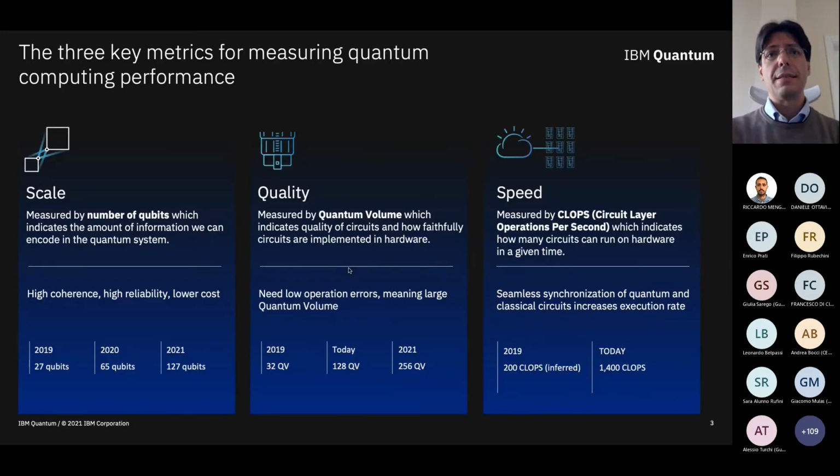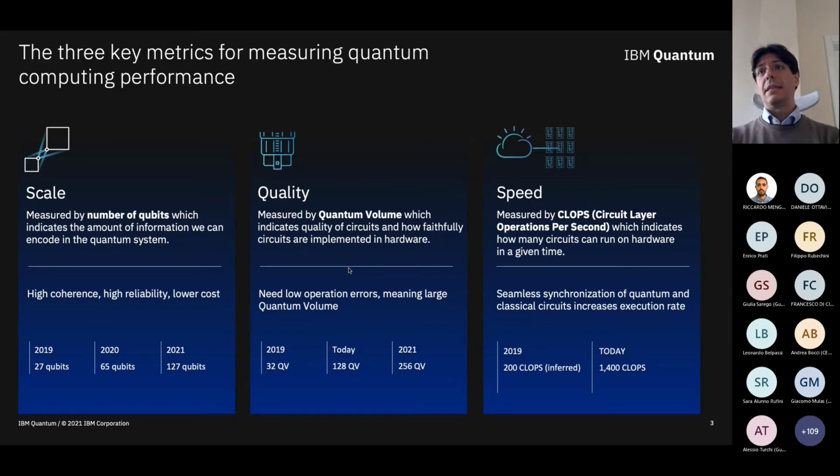So in this chart, you can see summed up which is our achievements in the last years. So about scale, we are growing the number of qubits, and just 1 month ago we announced the Eagle system, which passes the number of 100 qubits per processor. It has 127 qubits. Looking at the quality of our processors, at date we have a processor with 128 quantum volume, and our target is to reach 256 quantum volume in this year. So we have few days to reach this goal.